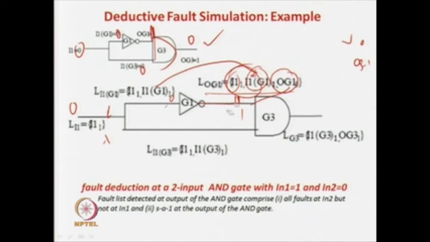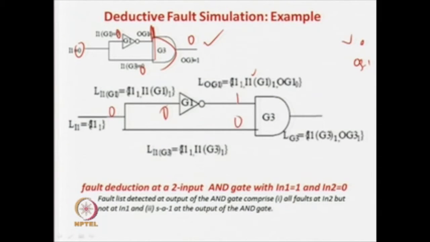So, now what is the status? Let us see what is the status here. The signal here is a 0. So, this is a 1, this is a 0, this is a 0 and this is a 1. Now you see what are the fault lists here and what are the fault lists here. Then we can discuss. So, in this case this net is 1 and this net is 0.